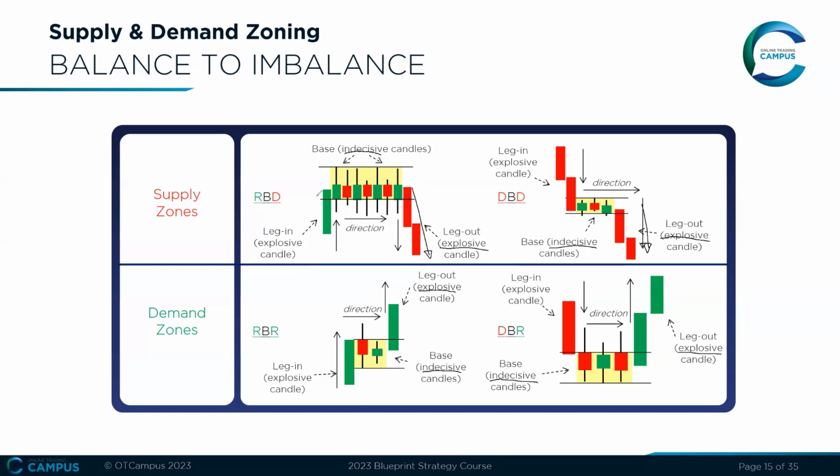The leg in can be decisive, it can be explosive, but it doesn't matter as much as the base and especially as the leg out. If I have to put a priority on those parts of the formation, then the leg out is the most important part of the formation. The base is the second most important part. And the leg in doesn't really matter so much, but it should also be visible that there's somewhat of a leg in there. Otherwise, we can't really draw two lines around our base.